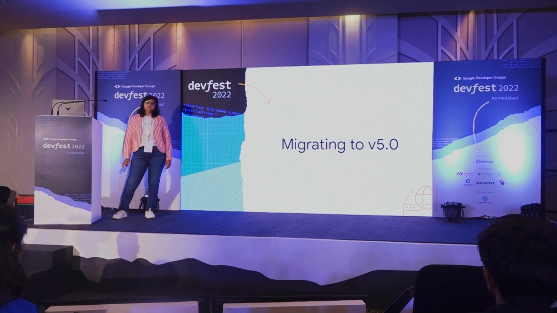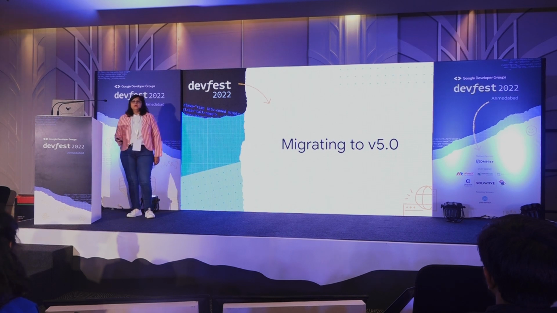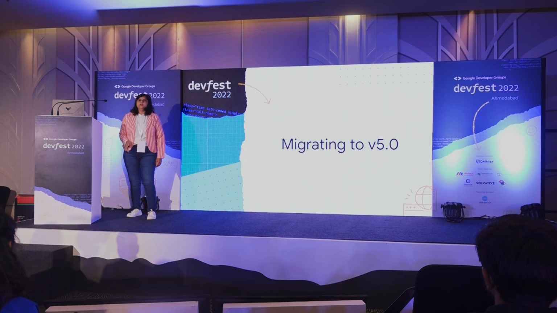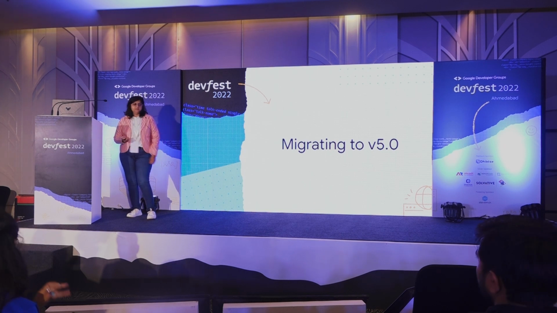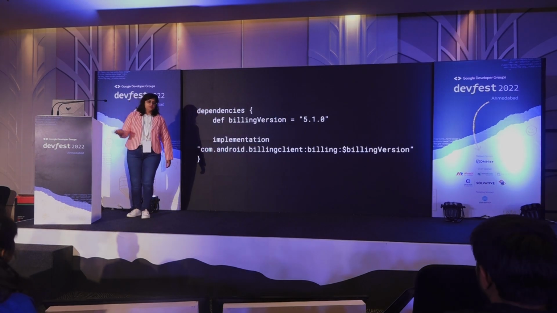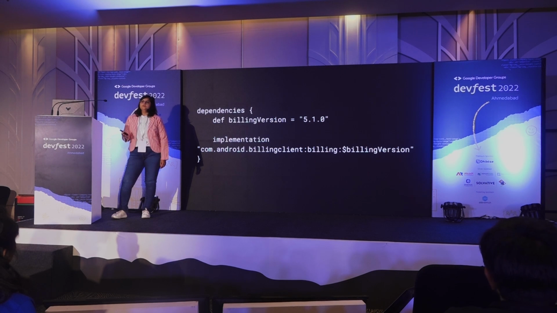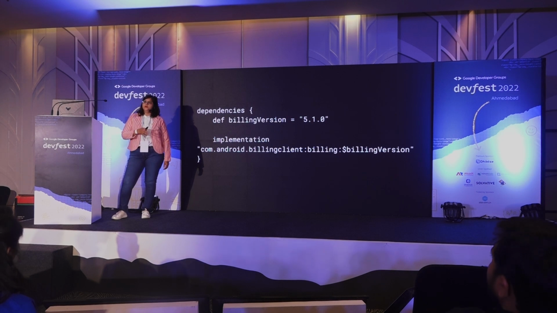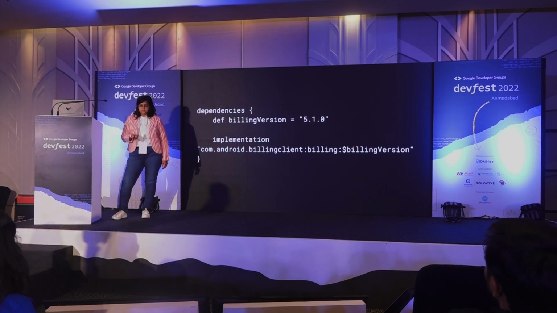So, migrating to version 5.0. What are the API changes in this particular version that you need to embed in your application? If you are using version 5.1.0 or, let's say, 5.0, then you will have to use the new APIs, because the APIs that we have been using since version 4.0 are going to be deprecated in this version.